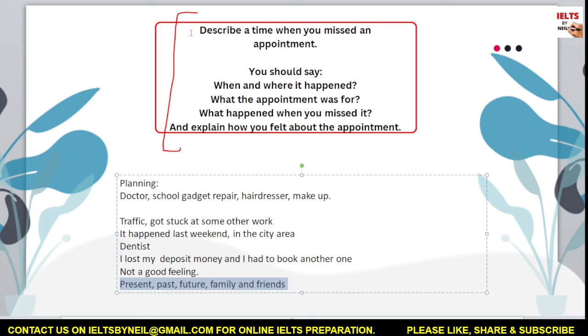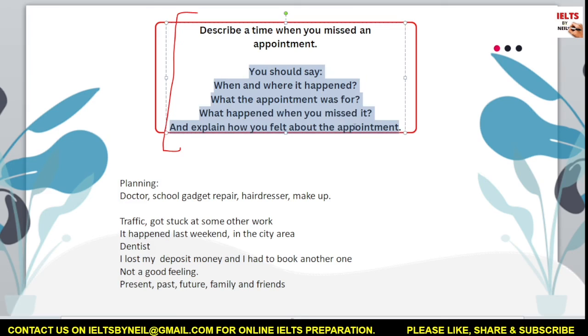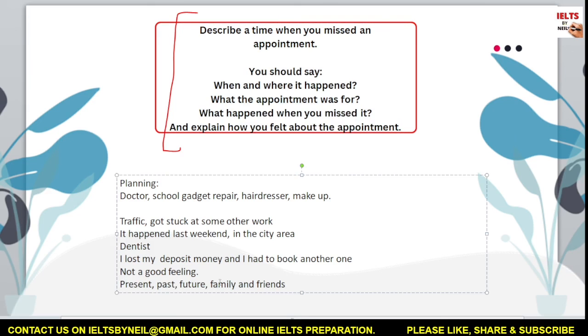So give an introduction, number one. Use all these points here, number two. And after that apply this formula if you still have time. By having these three tips, I'm sure you'll be able to develop ideas for any cue card.